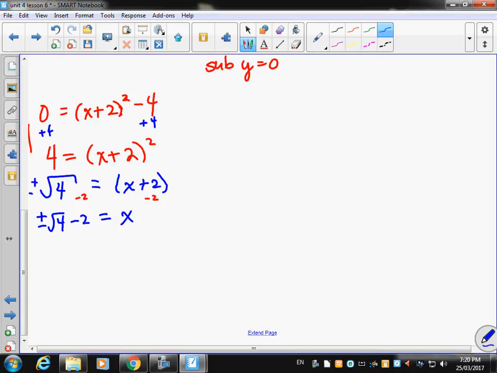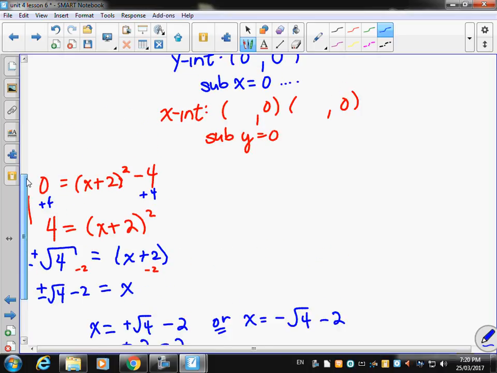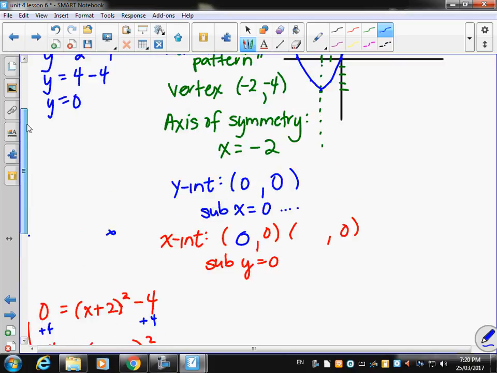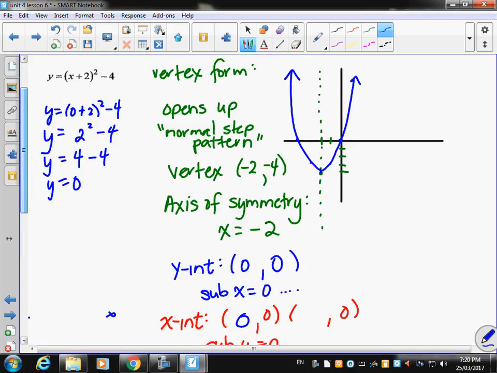I have two x-intercepts. The first one is positive root 4 subtract 2. The second x-intercept is negative root 4 subtract 2. Let's do the first one. Square root of 4 is 2. Positive 2 subtract 2 is 0. There should be an x-intercept of 0. Yes, right on our graph.